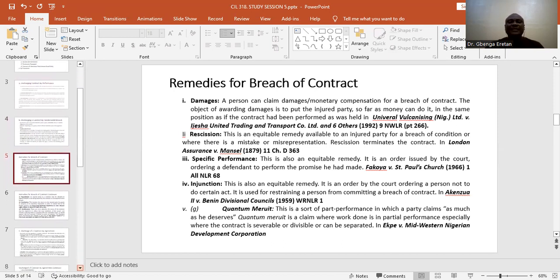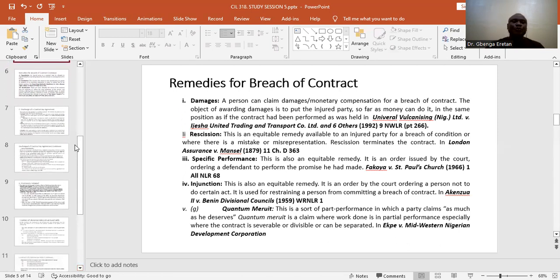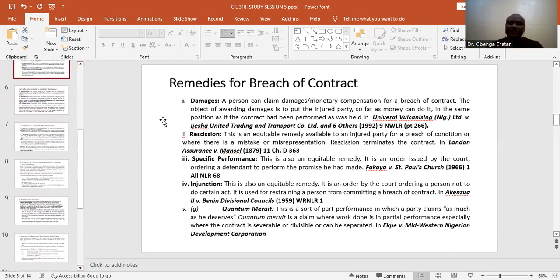Because whenever there is a breach, whenever there is a wrong, there is a remedy. Ubi jus ubi remedium. Whenever there is a wrong, there's always a remedy. So if a party suffers loss arising from breach of contract, what are the remedies that are available for the party or the person that suffers loss? Number one, the person who suffers loss in contract will sue for damages.